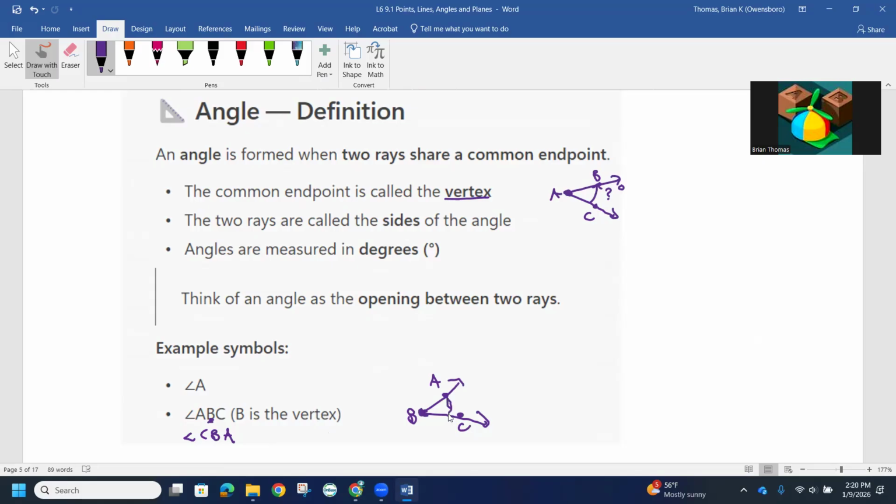And again, the angle itself is the rotation. How many degrees is it from side BC to side AB? So we're getting into that rotation of angles here.